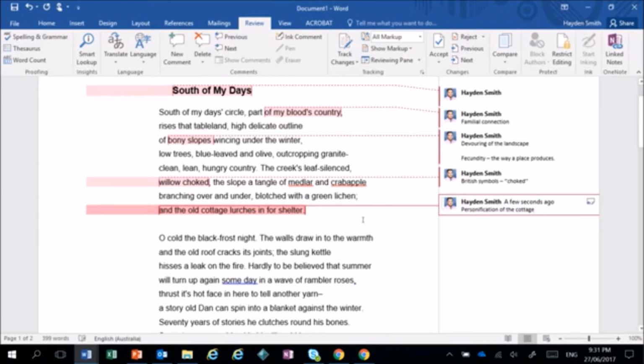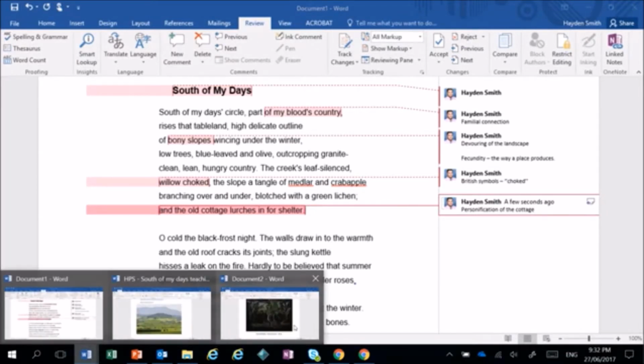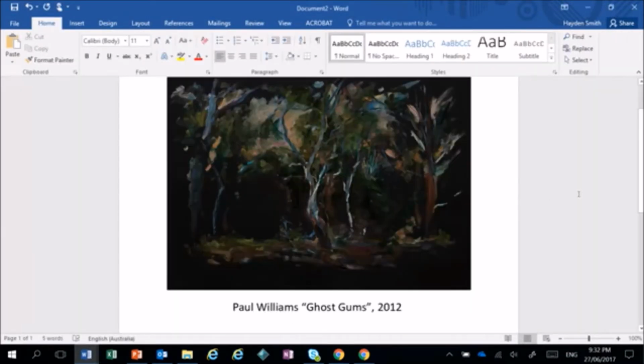So the cottage becomes personified with the use of the word lurches there, the way it sort of tucks itself and hides itself away inside the landscape. And the blotch with green lichen just shows how the nature of the landscape grows around and over the top of. And I think when you look at some of the post-colonial work in terms of Australia's natural landscape, I think this one, Ghost Gums by Paul Williams, is a great one that looks at the way in which landscapes grow over and consume.